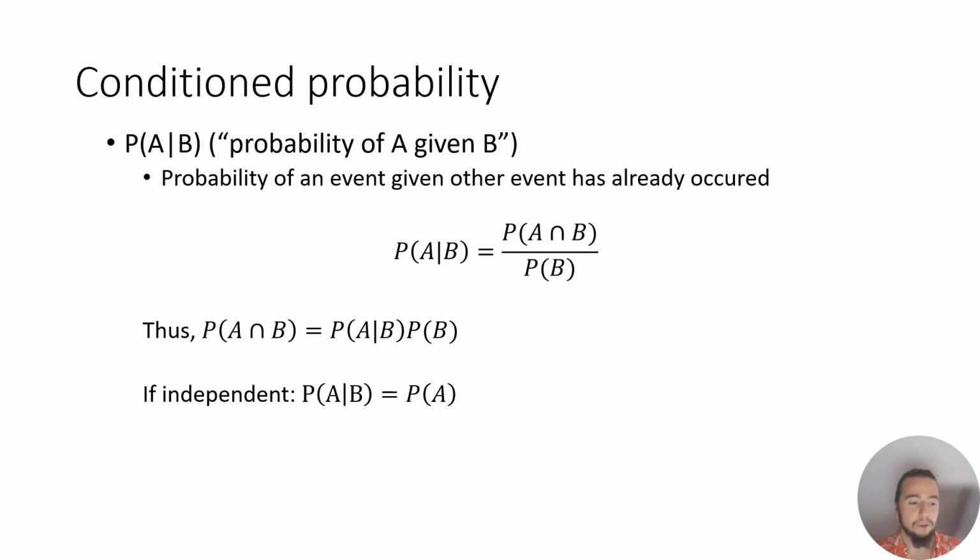And also we know that if the two events are completely independent, conditioning on one of them doesn't impact the other event at all. Therefore, the conditional probability of A given B is going to be just the probability of A, because they are independent. What happens to B has nothing to do with what happens to A and vice versa.